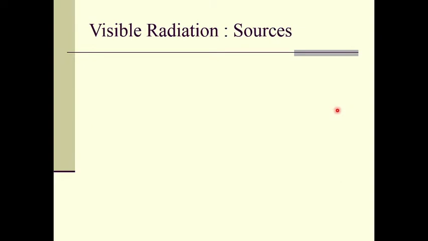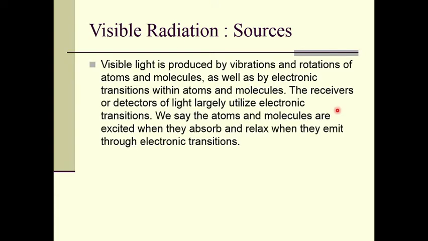Let us now study the different sources of visible radiation. Visible light is produced by vibrations and rotations of atoms and molecules, as well as by electronic transitions within atoms and molecules. The receivers or detectors of light largely utilize electronic transitions. We say the atoms and molecules are excited when they absorb and relax when they emit through electronic transitions.